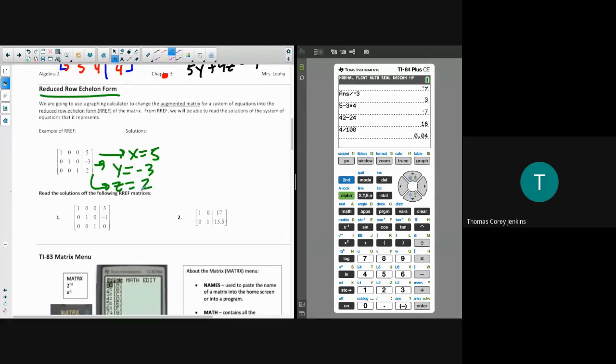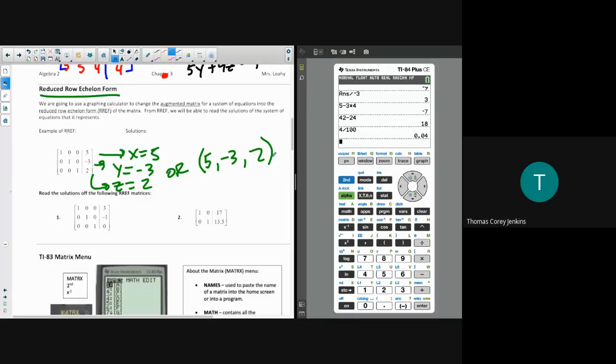So that'd be one way to write out your solutions. Or remember, you can do that ordered triplet. So we just go to alphabetical order, x, y, z. So that'd be 5, comma, -3, comma, 2. Just two different things that say the same thing, really.